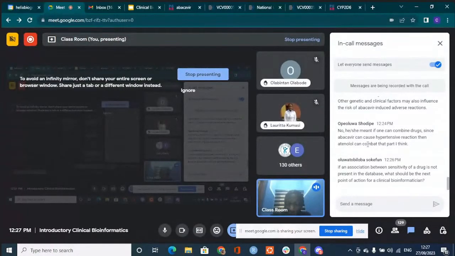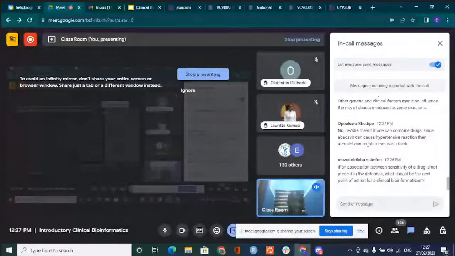And again, atenolol may still have some other adverse reactions as well. So that's why sometimes it's good to do genetic testing, just to be sure all these things are not going to cause inflammatory or some other adverse reactions.